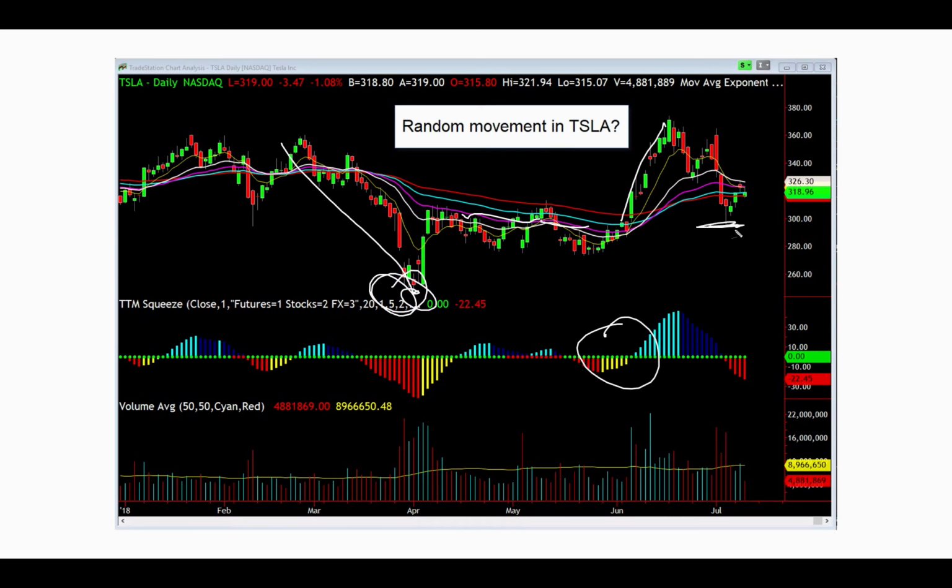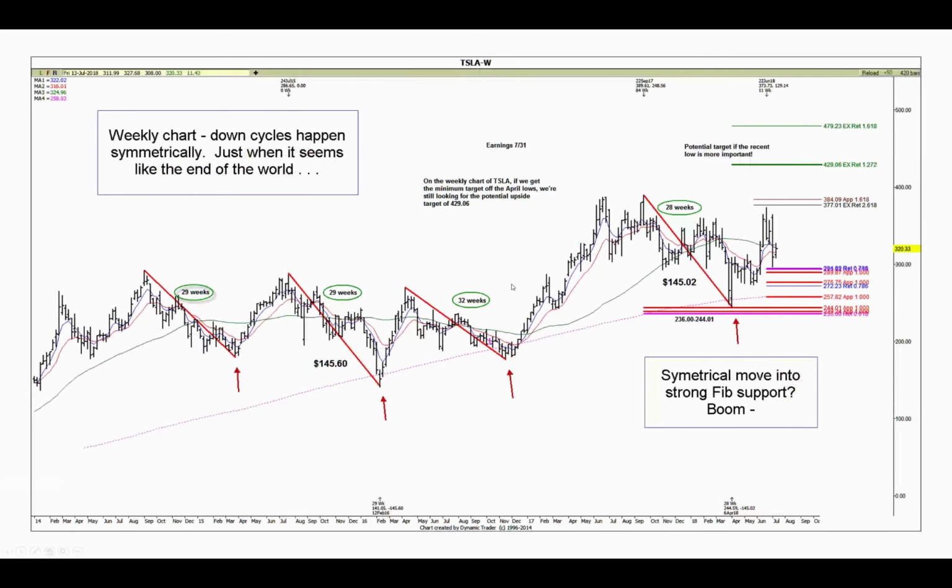here? And if you look at this, it seems like it is completely random. It's like, oh my God, what's going on here? And then all of a sudden, when you apply a few things to it, it looks amazingly planned. Okay, this is like pre-planned moves in Tesla that if you understand the timing and the symmetry involved, you can kind of play the market like a fiddle.